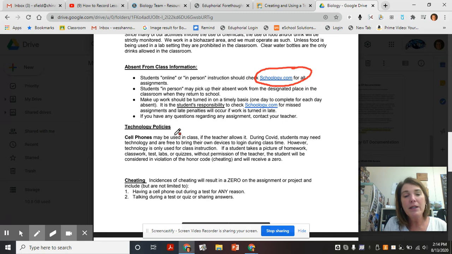Cell phones technology policy. This is going to sound different from previous years. Cell phones, we do want you to bring them to class. And if you have a laptop or an iPad or a computer and you feel comfortable, please bring that too. Whatever it is, cell phone, laptop, they are mainly used for instructional purposes, though, so keep that in mind. We will not be taking pictures or being on social media. It is strictly for instruction purposes only.